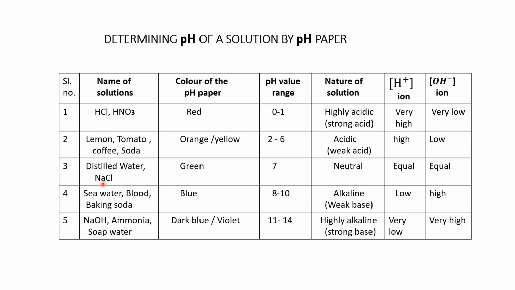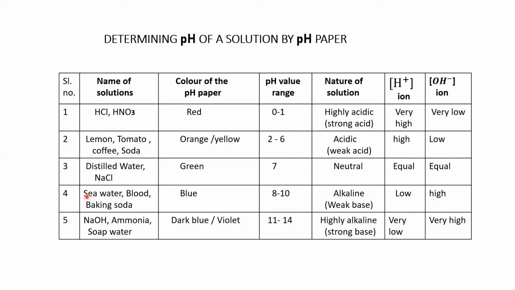Now let us see the third type, where distilled water and NaCl is used. NaCl is a salt. When their solution is added to the pH paper, the color changes to green. It indicates the pH lies exactly on 7. Now what is the nature of the solution? This indicates that the nature of the solution is neutral, and whatever the H+ ion amount is there, the same amount of OH- ion will be there. So here it will be written equal and equal. These two are present in the same amount.